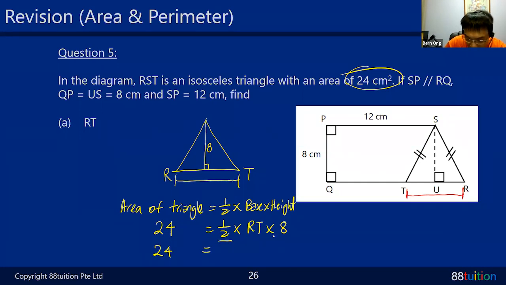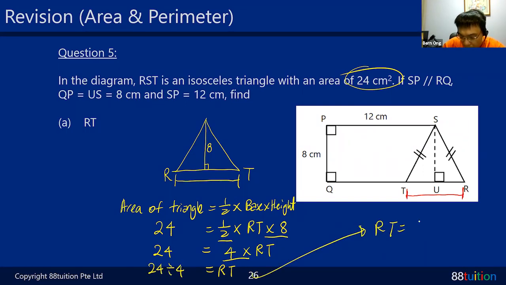Can I take half times 8 first? Half times 8 is 4. 4 times RT. So how do you find RT? Times 4, I bring across, will be 24 divided by 4. RT will be equal to 24 divided by 4, isn't it 6 cm? All right, those who got it wrong, careless, is it?